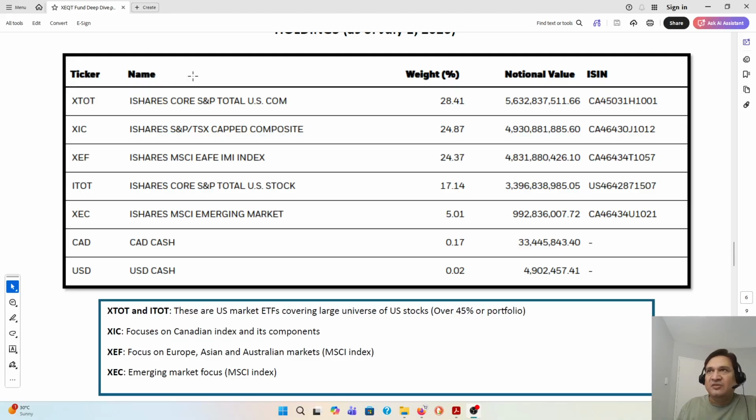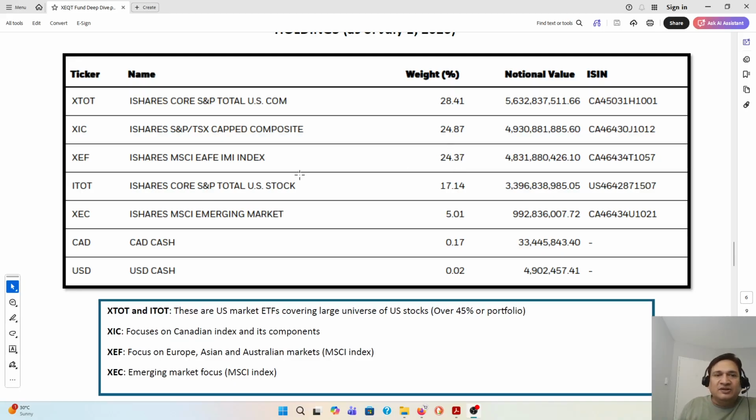You can see the tickers and names on the left, first two columns on the left. So yeah, you can see the major one is the XTOT, iShares Core S&P Total, which is 28.4%. XIC, which is 24.87%. XIC is for the S&P Toronto Stock Exchange, which is the Canadian market. The first one was the total US market. So US, Canada are the first two holdings. The third one is XEF, which is the MSCI EAFE that covers Europe and Australia and a few other markets. It comes up to about 24.37%.